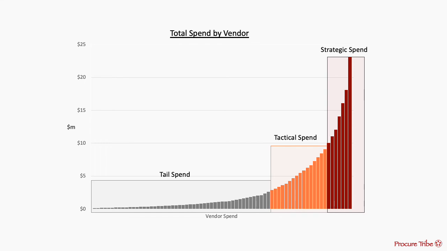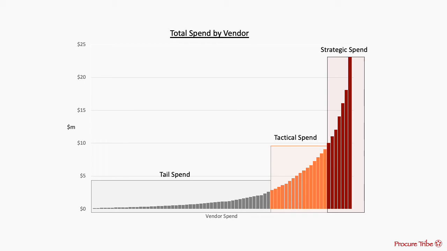I do want to note, however, that classifying spend based on its size is a practical starting point, but spend size alone does not fully describe the importance of the spend to the business. Risks should also be taken into account, and so should the linkage to the overall success of the business.